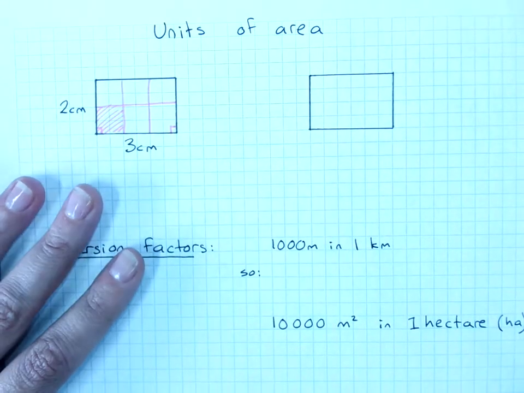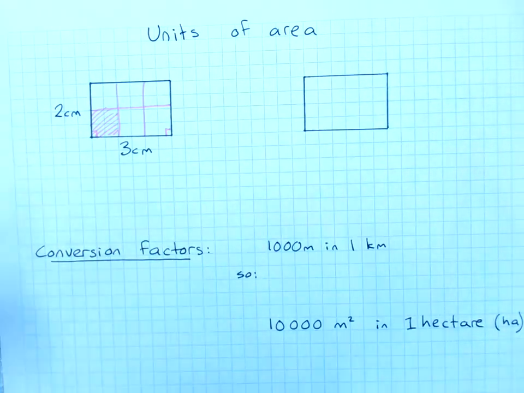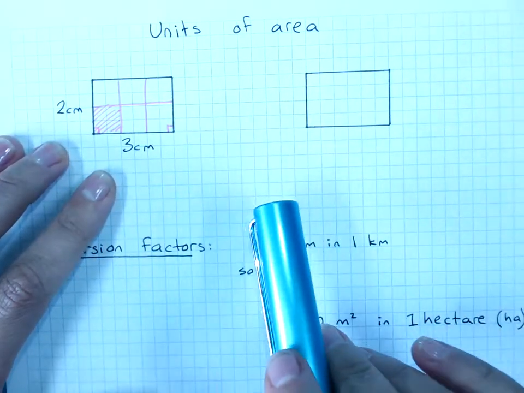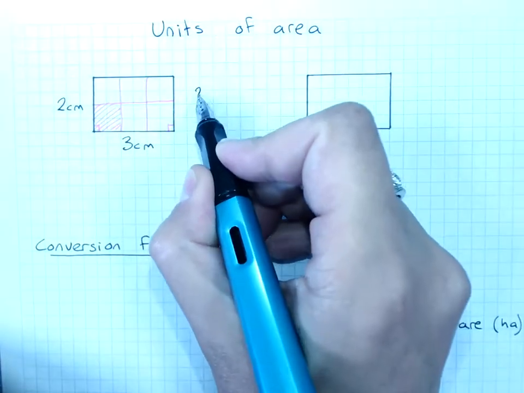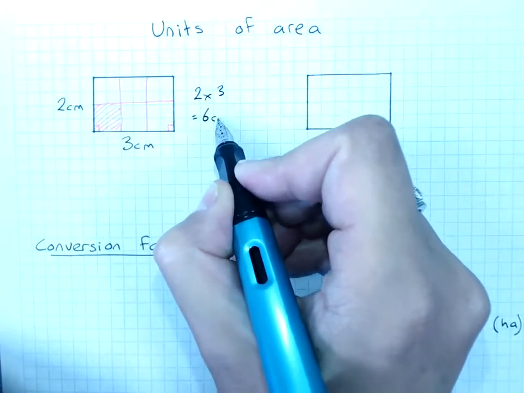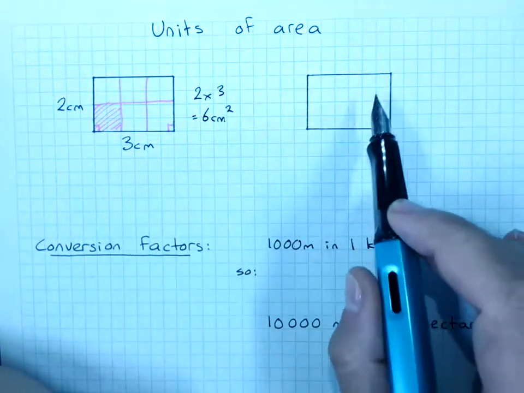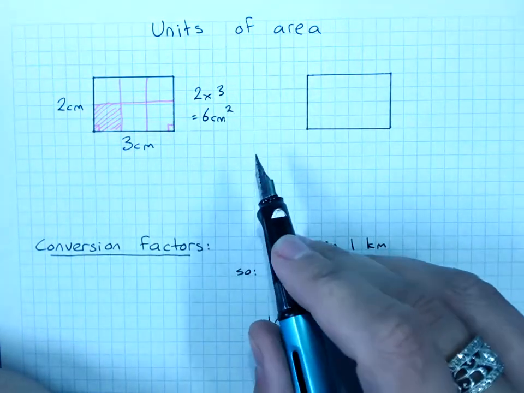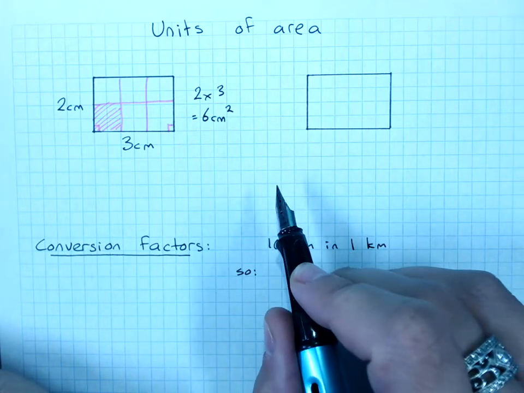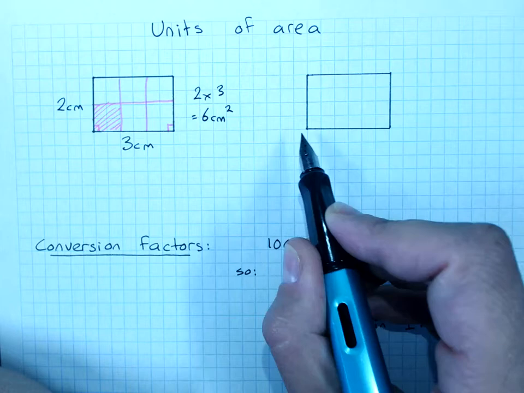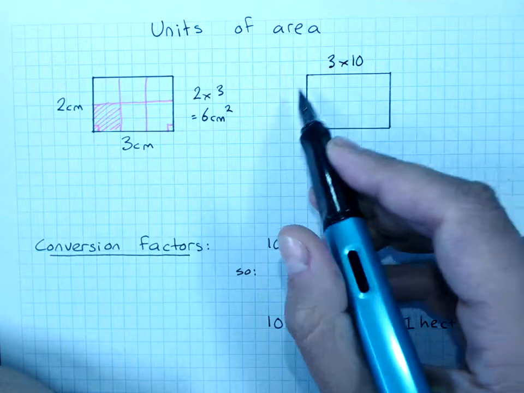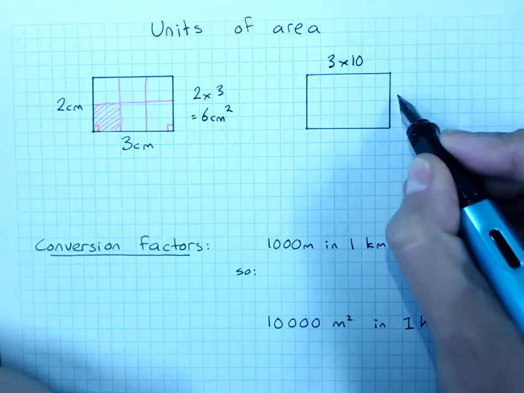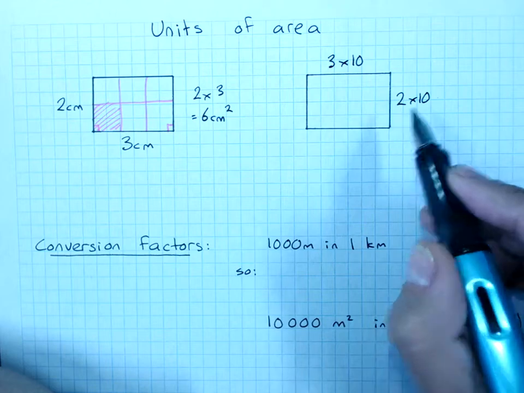We need to be able to convert between units of area, and when we do that, we're effectively having to convert the length unit twice. So this is obviously 2 times 3, which is 6 centimeters squared. If I wanted this area in millimeters squared instead, so how many square millimeters do I have? I'd have to convert this length, which is 3 times 10 to get to millimeters, and this length, which is 2 times 10 to get to millimeters.